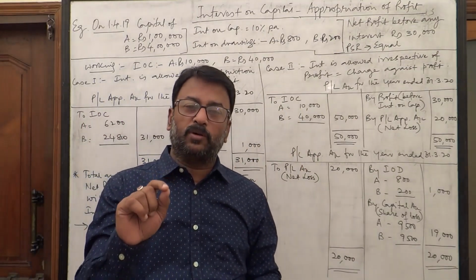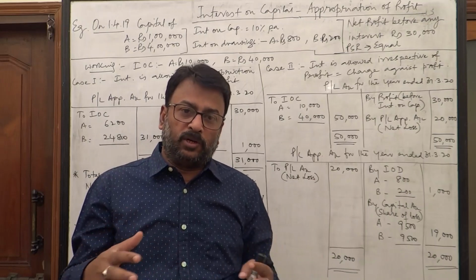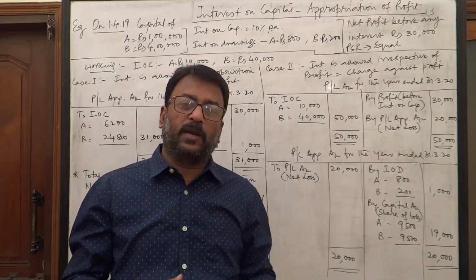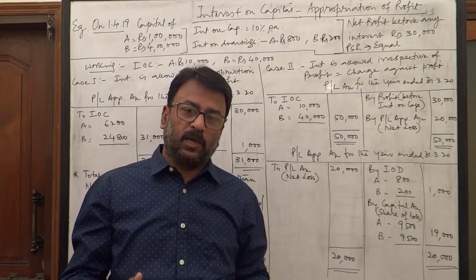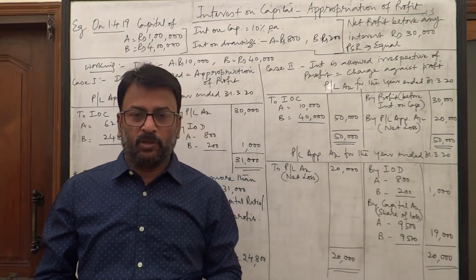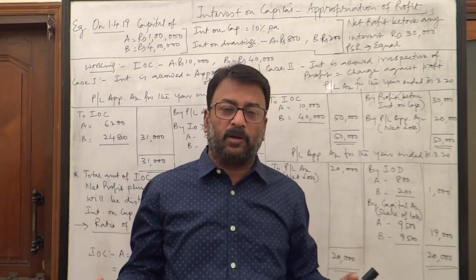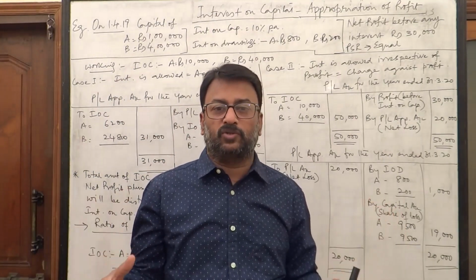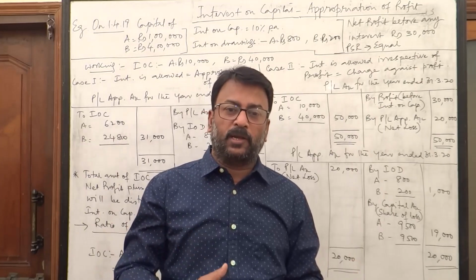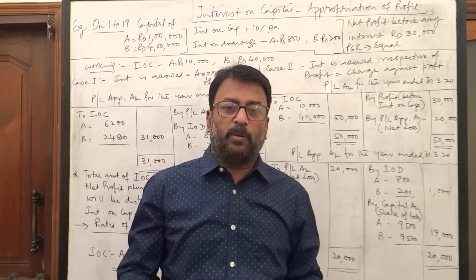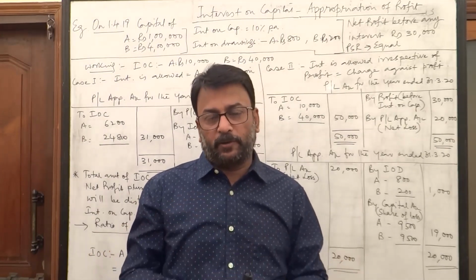Now here you have to remember one thing. When interest is allowed, the total amount of interest on capital cannot exceed the net profit plus interest on drawing, if there is any. Again I repeat, when you allow interest on capital, you have to check how much is the total interest on capital, and that cannot exceed the amount of net profit plus interest on drawing if it is there.